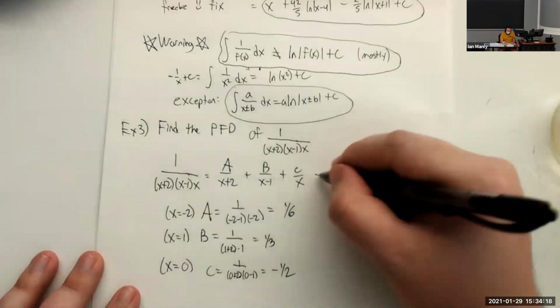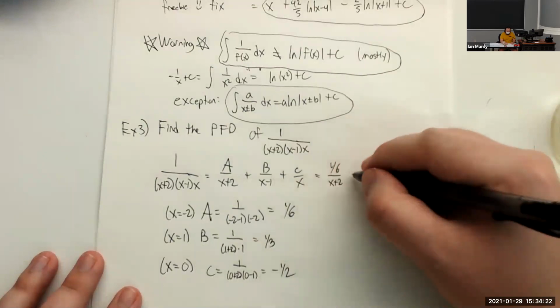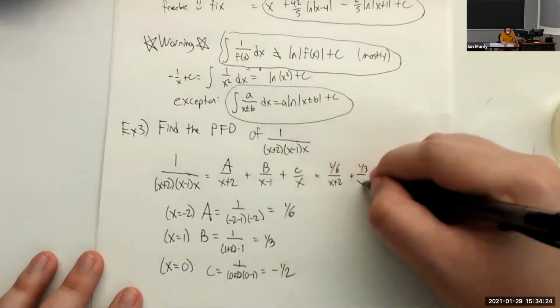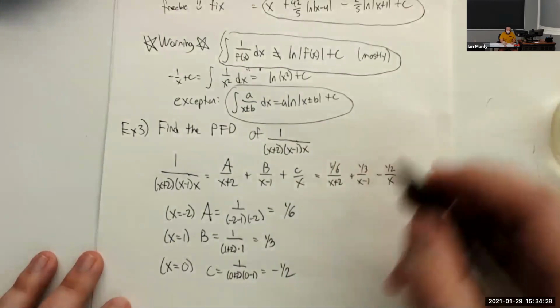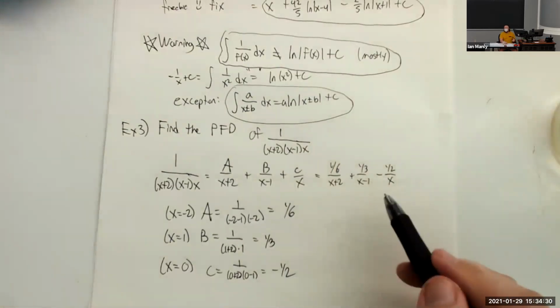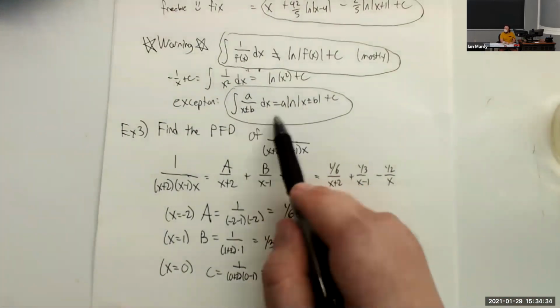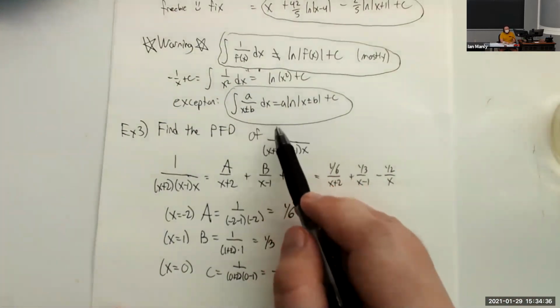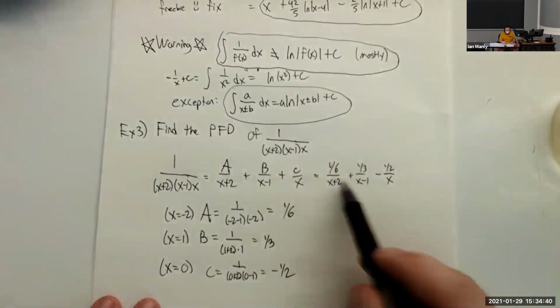So there we go. So this means my partial fraction decomposition is 1/6 over x plus 2 plus 1/3 over x minus 1 minus 1/2 over x. And even if I did ask you guys to do the integral of this one, this would not be too bad because all 3 of these do fall into this category right here. So you can actually say it is the natural log of those guys. So that's okay. With stuff like this, it's okay.